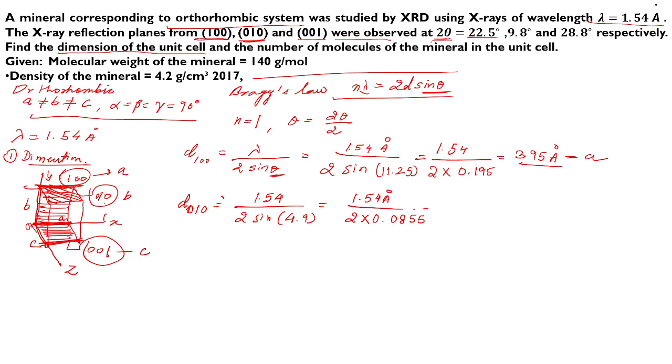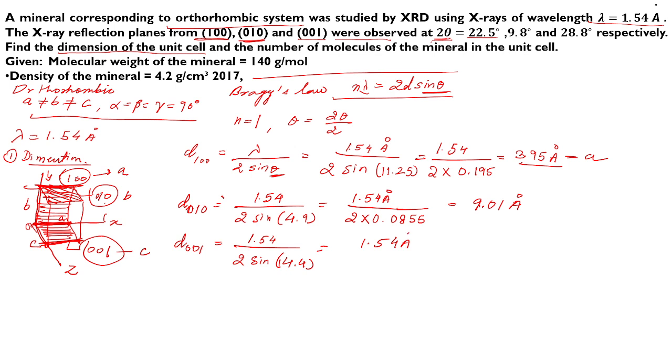0.0855. Okay, this is the value of sine theta. Then if you solve it, you will find it out: 9.01 angstrom. Okay, then similarly we can calculate 001, 1.54 multiply by 2 sine, and 28.8, so it's going to be 14.4.